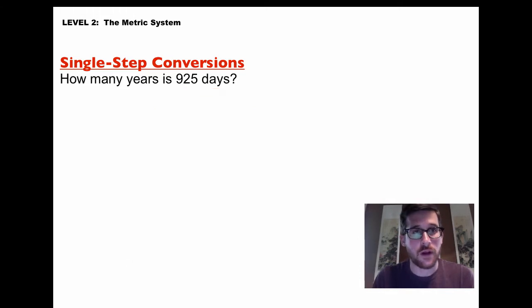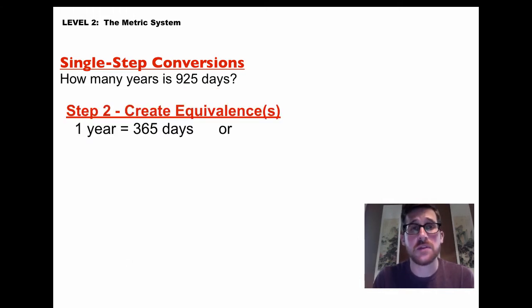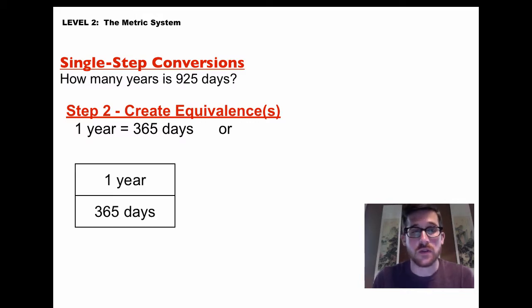All right, fair enough. So here's the same question. Step 2, we're going to create an equivalence for the units. So we know by prior knowledge, probably, we've memorized this, that 1 year is 365 days. So I'm just going to draw that out in domino form. There it is, 1 year over 365. So I could have flipped it and had 365 days over 1 year on top.